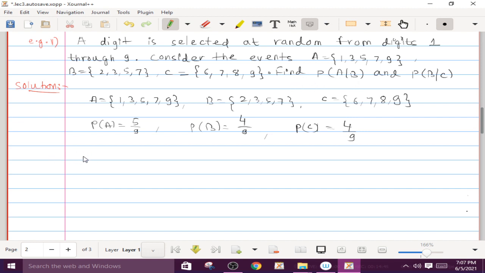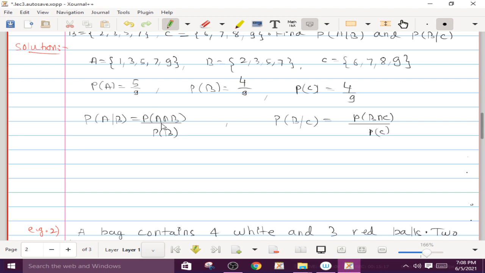So what is the formula? Probability of A given B is equals to probability of A intersection B divided by probability of B. And for probability of B given C, what is the formula? Probability of B given C is equal to probability of B intersection C divided by probability of C. Okay.